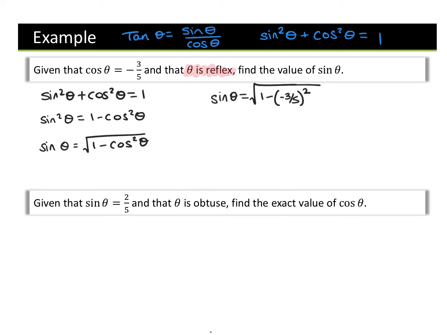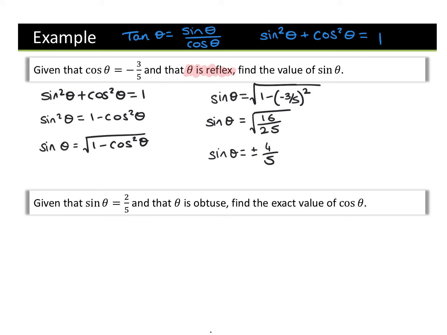Perfect. So this means that sine theta equals the square root of 1 minus 9 over 25, so the square root of 16 over 25. Can someone just check that on the calculator? I'm pretty sure I'm right. So sine theta equals plus or minus 4 over 5.